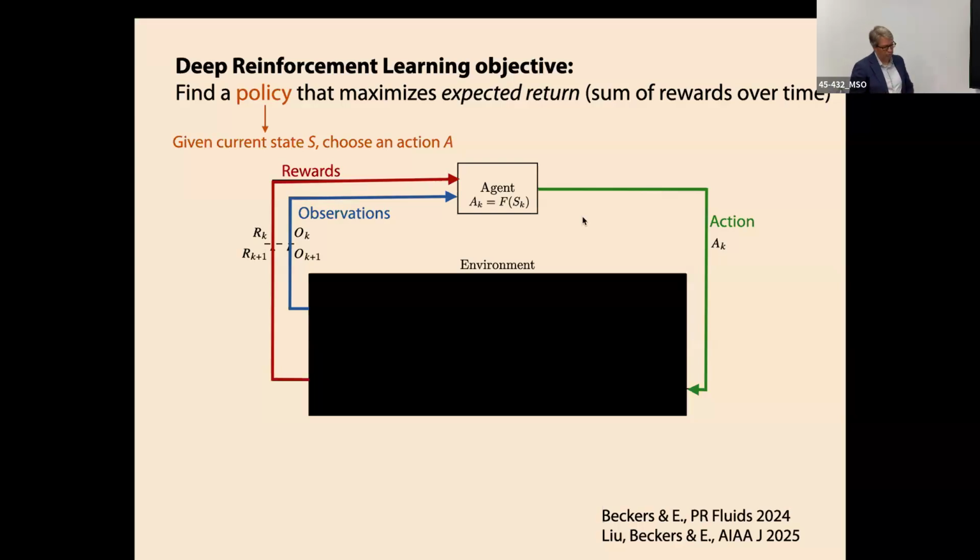And so that agent is the sort of thing that we need to train. We need to find a policy where it takes the current state of the system and chooses an action. That's the whole idea of the agent. And it can do that also in a probabilistic manner too, but that's the basic idea.